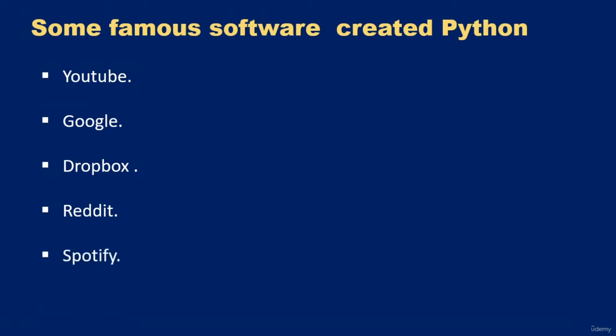Next, we have Spotify. Spotify allows you to listen to ad-free music of your choice. It's a streaming service that allows you to stream music without any advertisement. Finally, we've got Instagram. Instagram is very popular. It has both an app side and also a website as well.